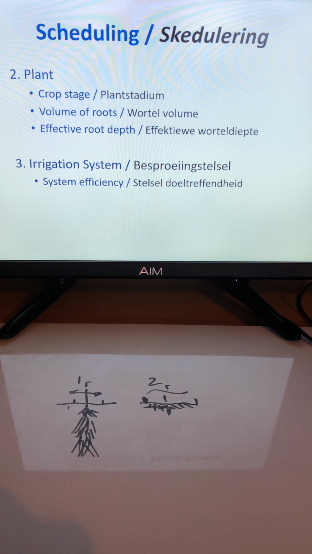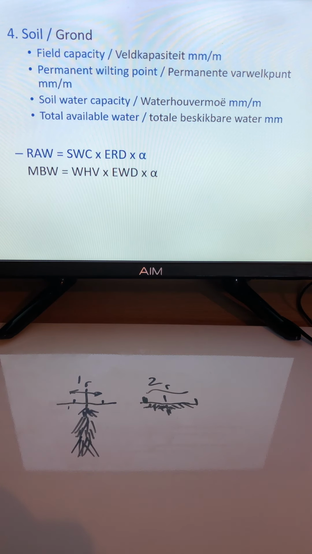Then your irrigation system, as was said earlier in the year, a drip system is a lot more efficient than something like a center pivot. So that will influence the amount of water that you apply. And then lastly, if we're looking at the soil, so obviously something like your soil texture plays a big role, your clay versus sand.